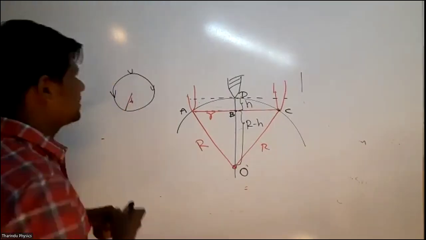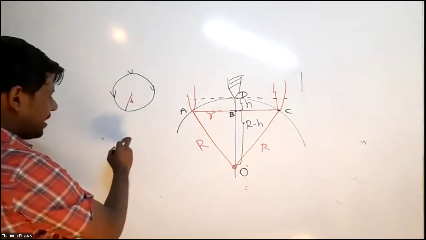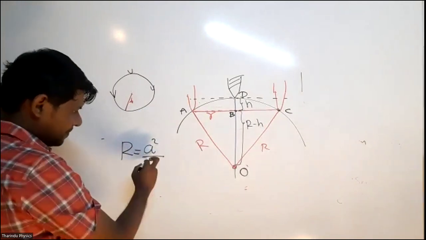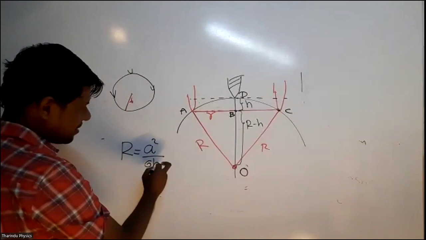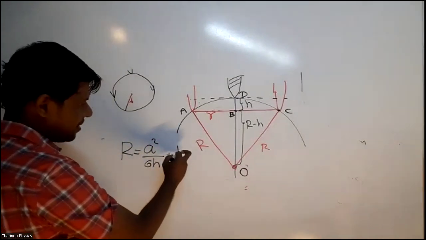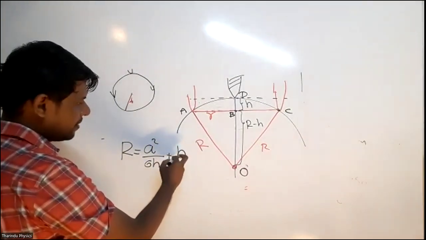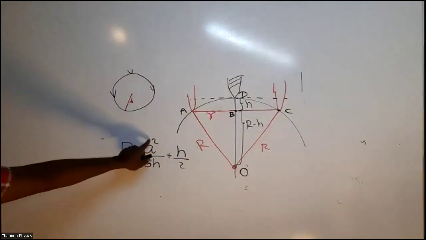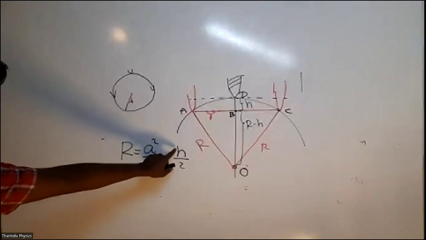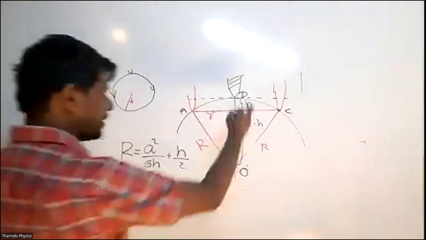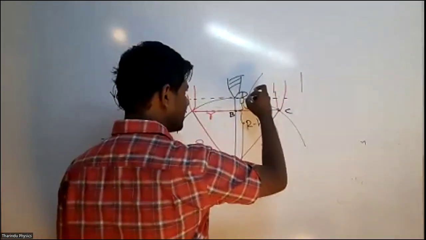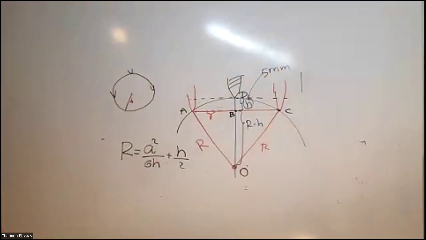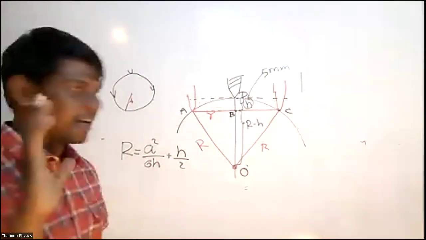Okay, dear students, the equation is R equals a squared over 6h plus h over 2. This is the equation. Now you know what h is. This h is 5 millimeters. I took it from the spherometer. That is the only thing you can take from the spherometer.